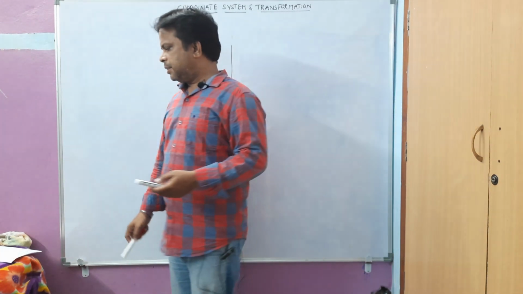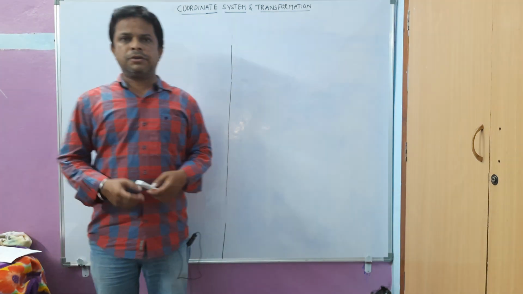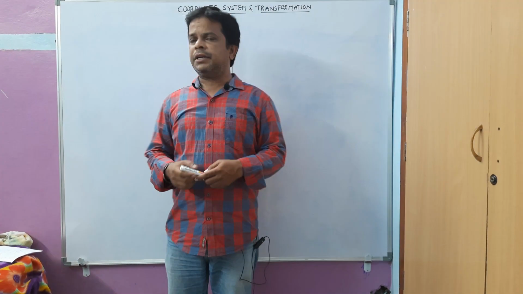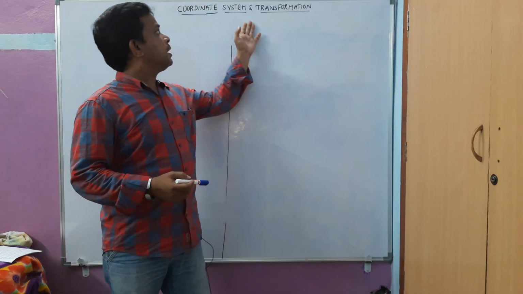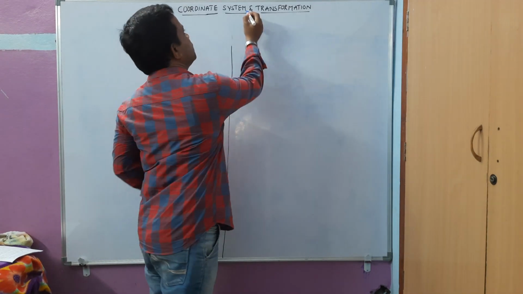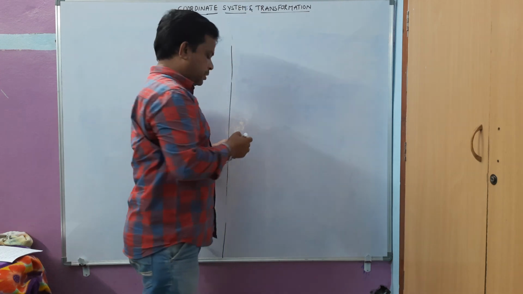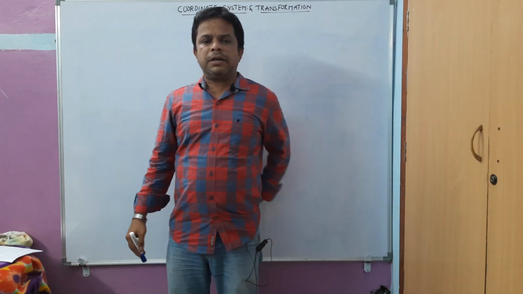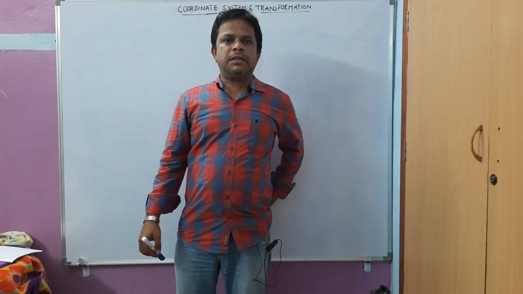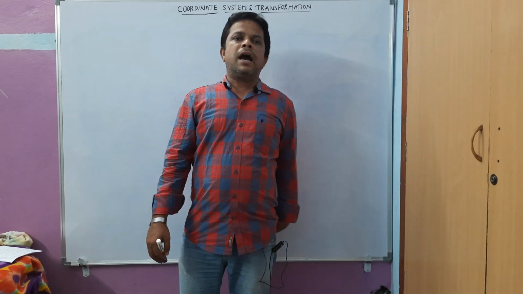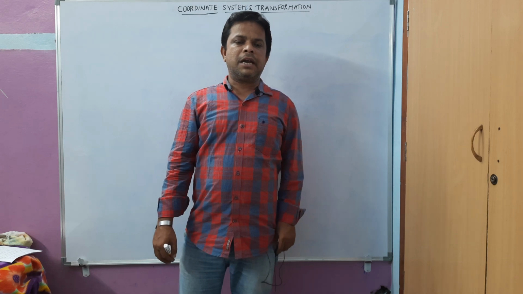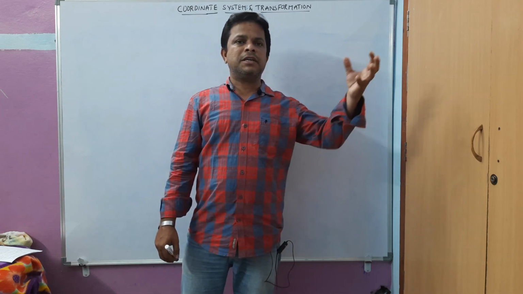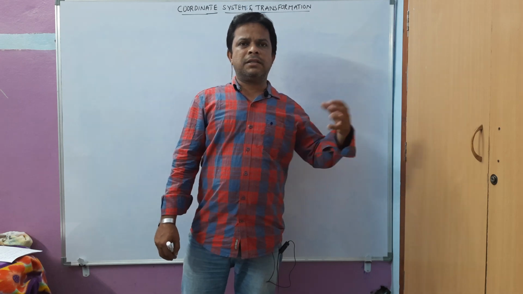Now, in this lecture video, we are going to focus our attention on coordinate systems and transformation. So what is actually a coordinate system? A coordinate system is one in which we can analyze or visualize any wave by means of space variables. So what are the space variables here?